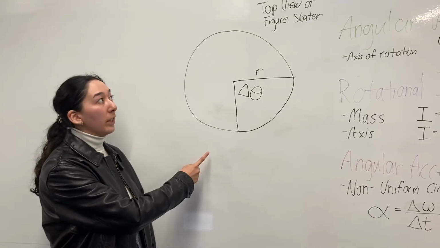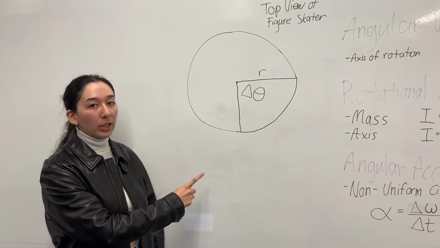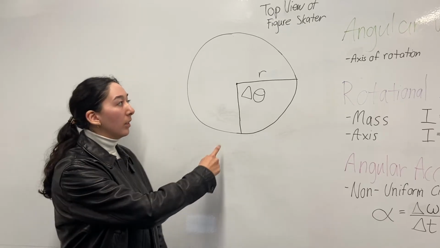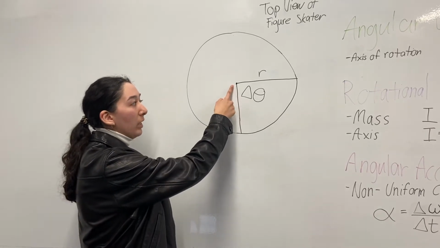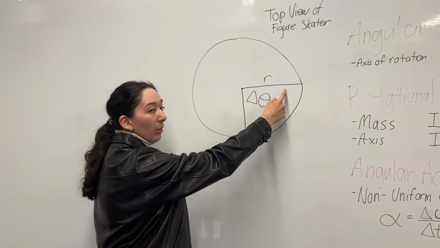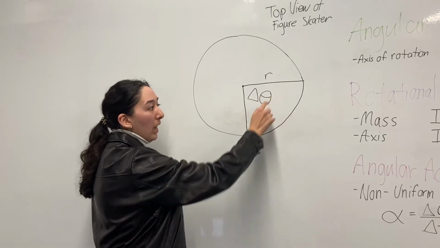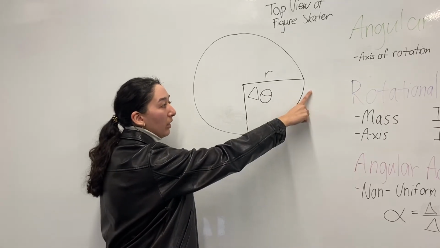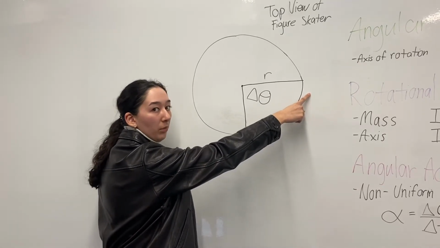This is a free body diagram from a bird's eye view of a figure skater rotating in a spin. This center point is the center of rotation along its axis. This radius would be half of its wingspan, and then this delta angle is its change in position.